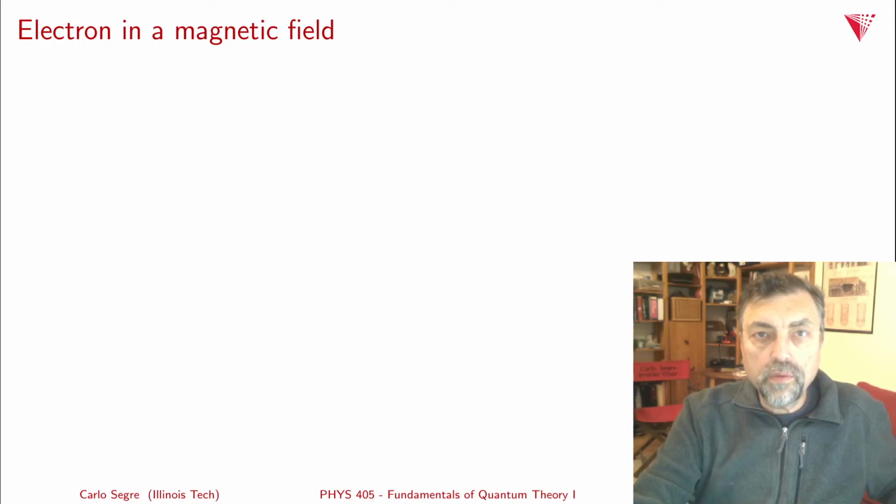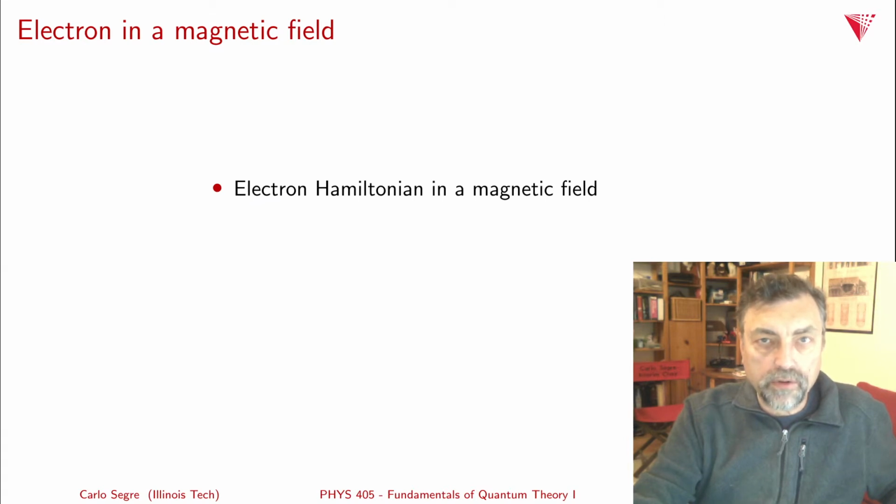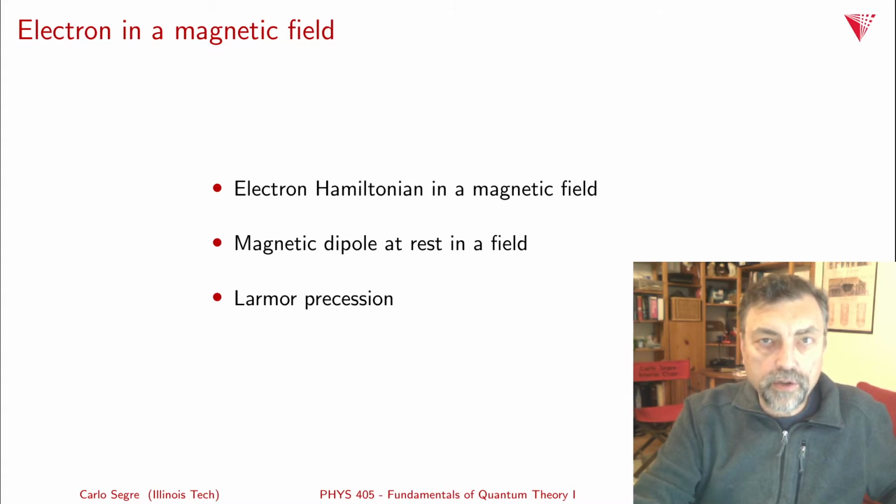In this video, we'll discuss the response of an electron to a magnetic field. We'll start by discussing the Hamiltonian of the electron in the magnetic field. Then we'll look at the time-dependent response of the magnetic dipole at rest. And finally, we'll talk about Larmor precession.